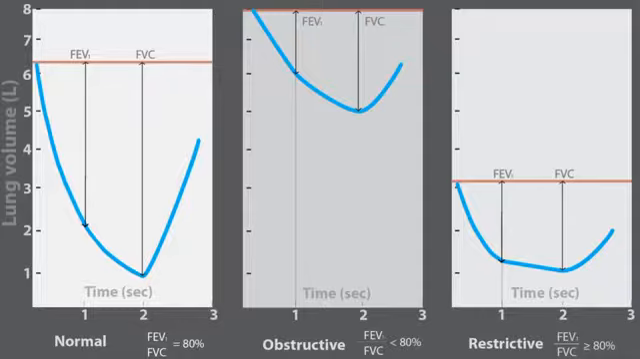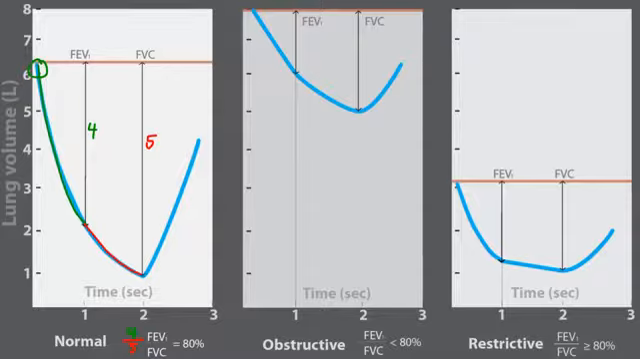Now on the left side we see a normal graph. The patient is able to take in maybe a little over 6 liters, and then in 1 second that patient is able to expel or blast out about 4 liters. And then ultimately he or she is able to get out a total of 5 liters. So the FEV1 is about 4 and the FVC is about 5. Now, a very important ratio is the FEV1 to FVC ratio. Now, normally the ratio should be about 80%, and that's what we see here in this normal patient.